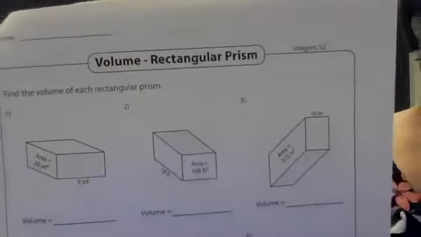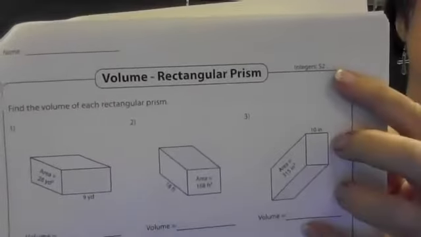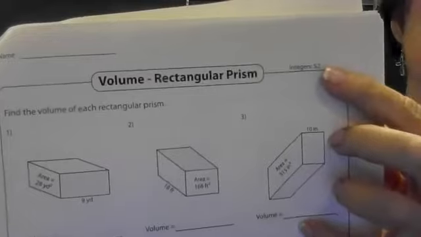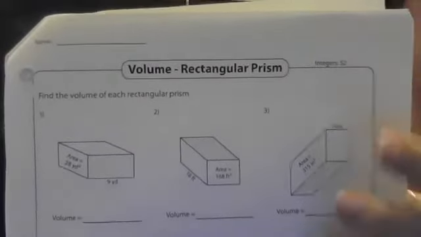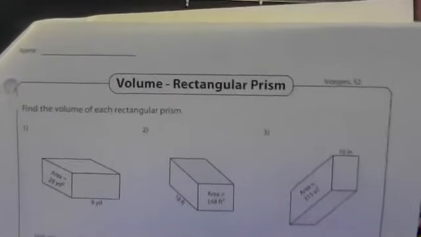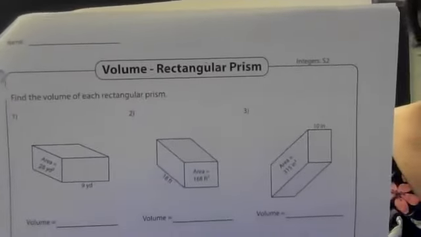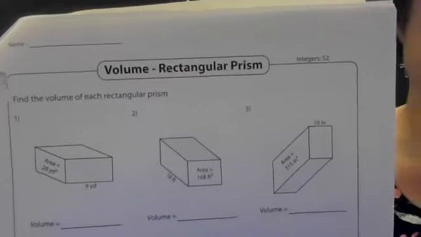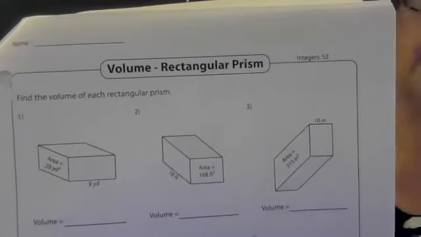Okay, those of you, if you'll notice at the top, it says integers S2. That's how you know what page we're on. Okay, integers page 2. The ones in the classroom have their pages numbered, but those of you that got it in email don't.